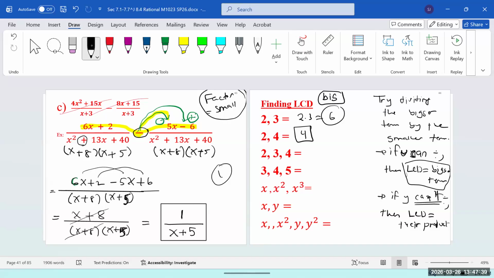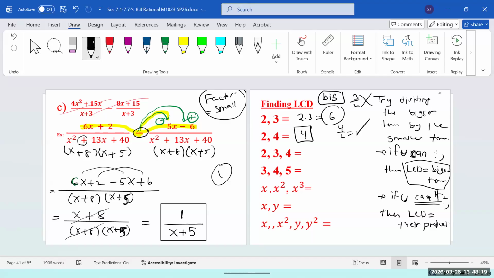Right. So if you can't divide, then the LCD is their product. For example, 3 and 2. Can you divide 3 by 2? No. So you multiply them. That's the LCD. But can you divide 4 by 2? Yes. So the LCD is the big one.